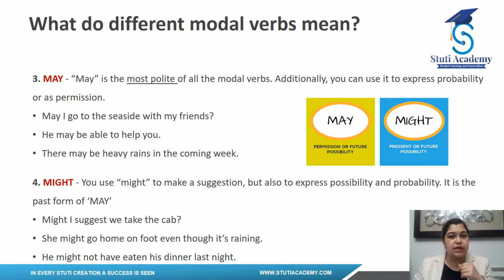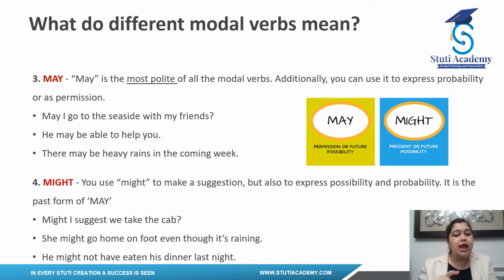Let's have a quick look at these examples. So these examples are, might I suggest we take a cab? So might I suggest we take a cab? I am suggesting to you. Might I suggest you? She might go home on foot even though it's raining. So what is this might doing here? Now this might is saying probability or possibility. I don't know, but it is possible that she might go on foot.